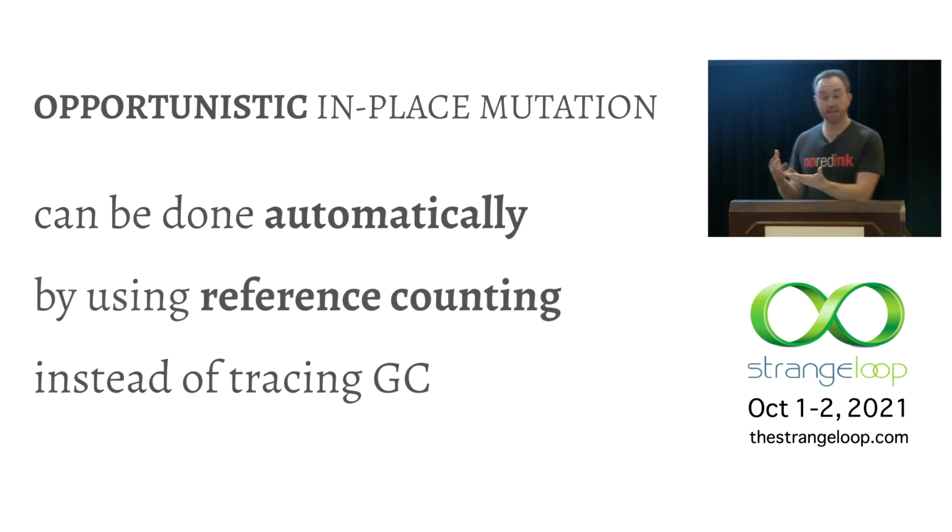This does mean that you need to be doing reference counting instead of a tracing garbage collector, because a tracing garbage collector doesn't have that information. It doesn't know how many references you have to something. So this optimization, when done in this way, sort of relies on that.